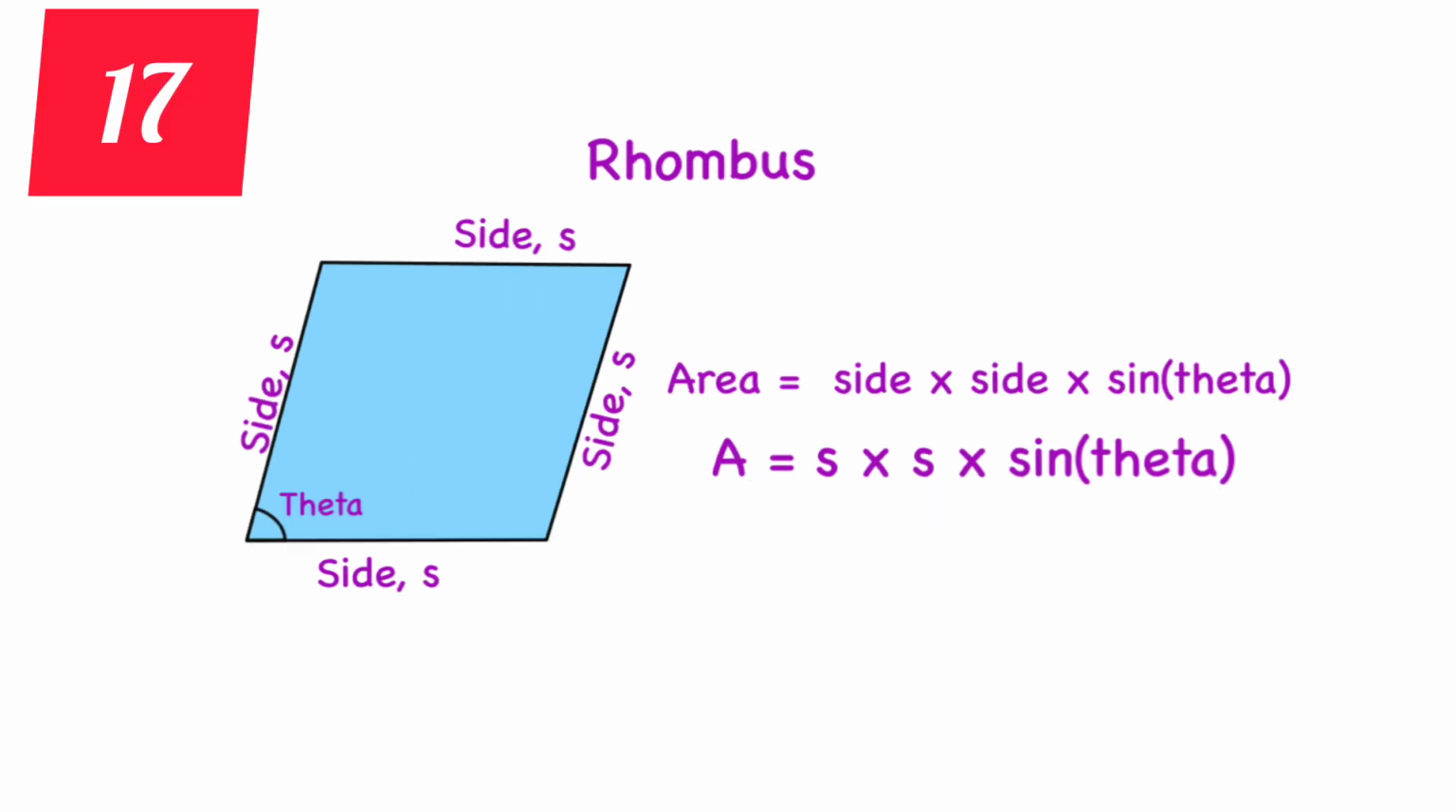A rhombus is a parallelogram with equal sides. Its area is side squared multiplied by sine theta, since the diagonal opposite the angle divides the rhombus into two equal triangles, each of area half side squared sine theta.